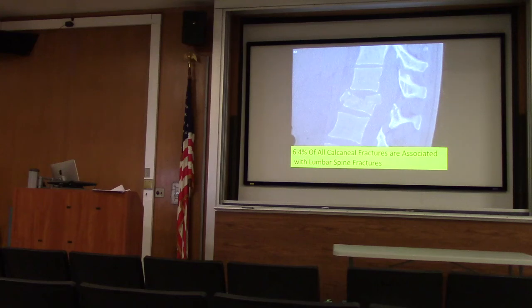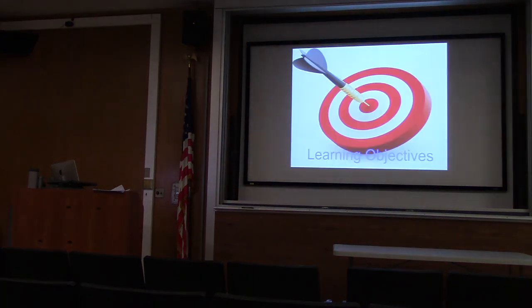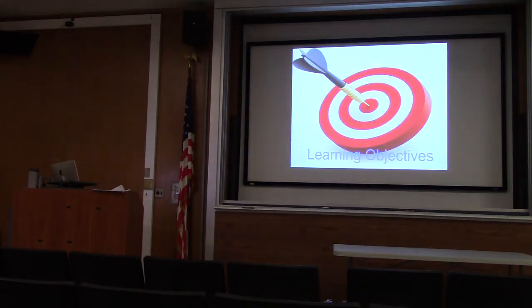And the other thing is, it's kind of a trick question, right? We talked about how calcaneal fractures can happen from a jumper, but you also have to look out for other injuries. So 6.4% of all calcaneal fractures have associated lumbar fractures. So you have to go and take a look for those other injuries, because they can be just as devastating.